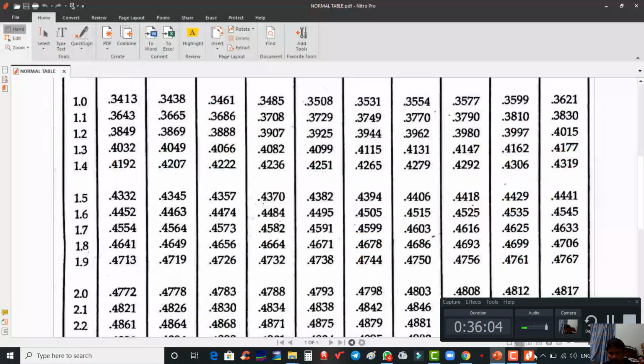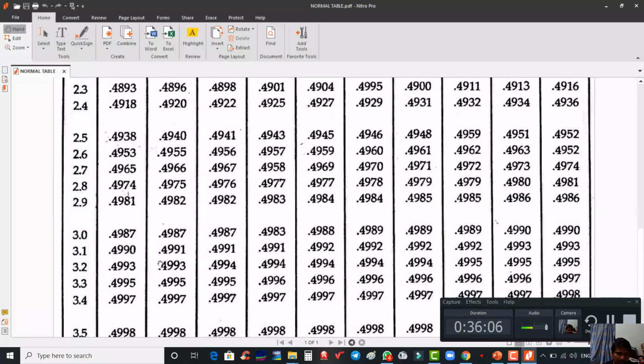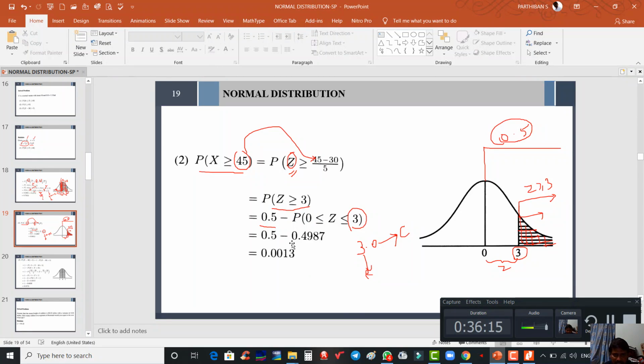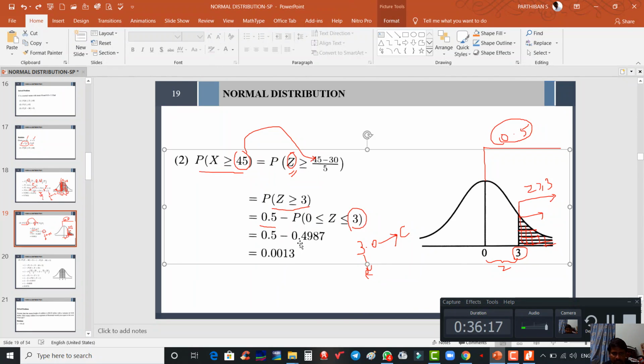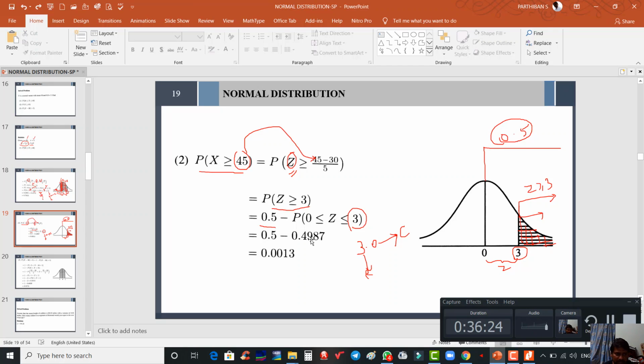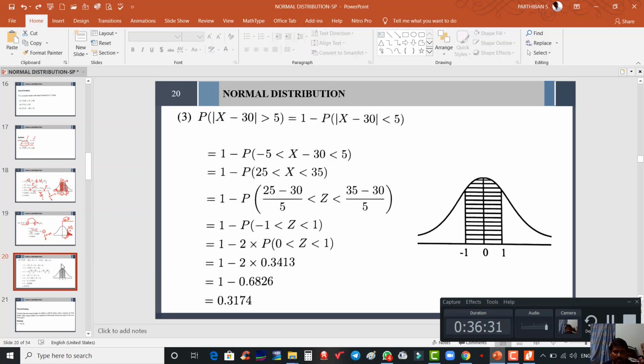Going to see the normal table. See, third row and 0th column is 0.4987. This is what I have given here, 0.4987. So 0.5 minus 0.4987 equals 0.0013, which is the answer for this problem. And we shall see the last sub-question of this problem.